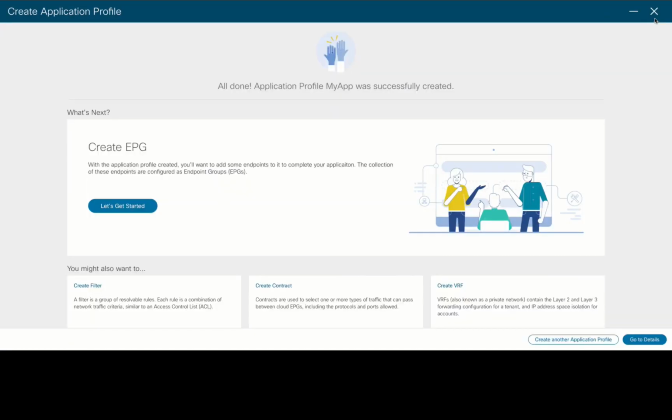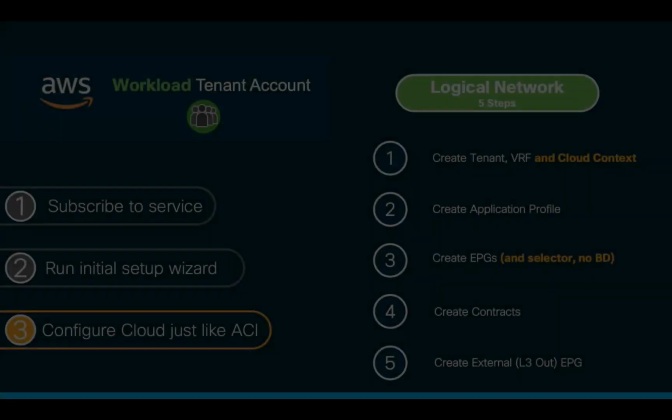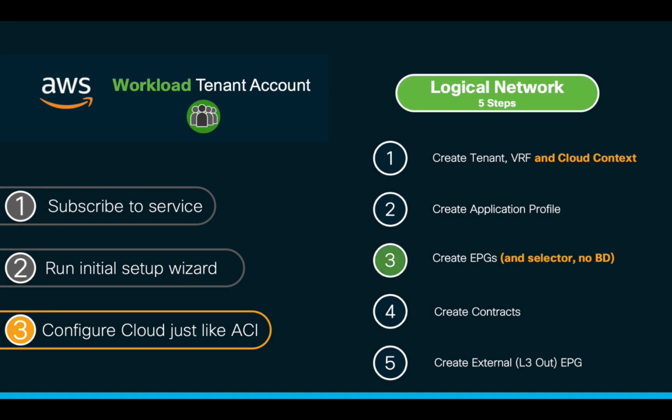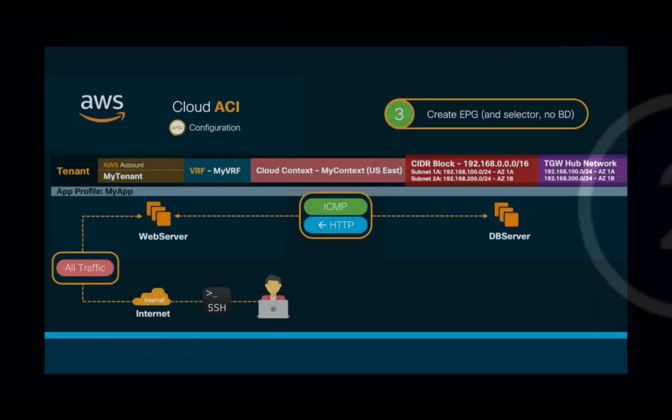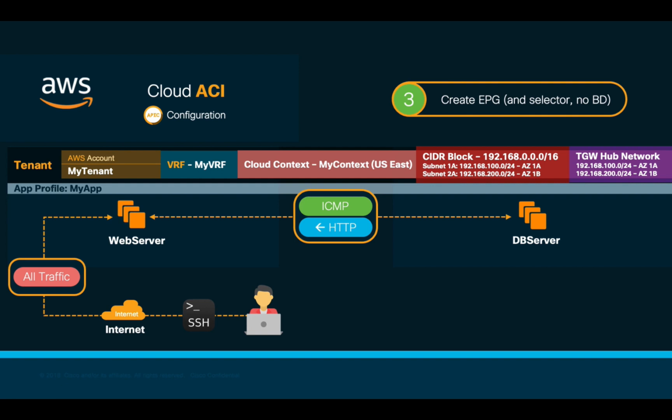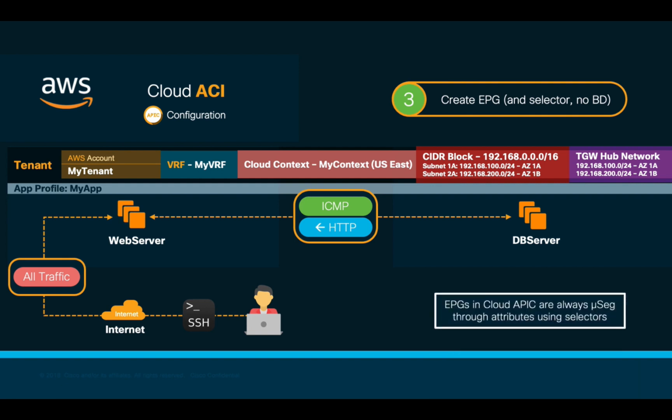We're now done with step 2. Moving on to step 3, we now need to create our EPGs. As covered before, EPGs in Cloud APIC are always microsegmented, meaning that we need to define a selector to match specific attributes in order to let Cloud APIC automatically assign the EPGs to each instance in the cloud or prefix.